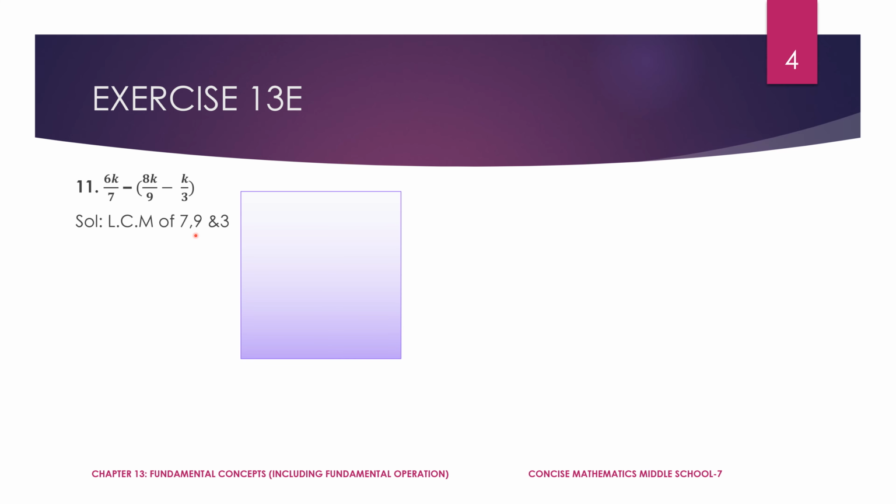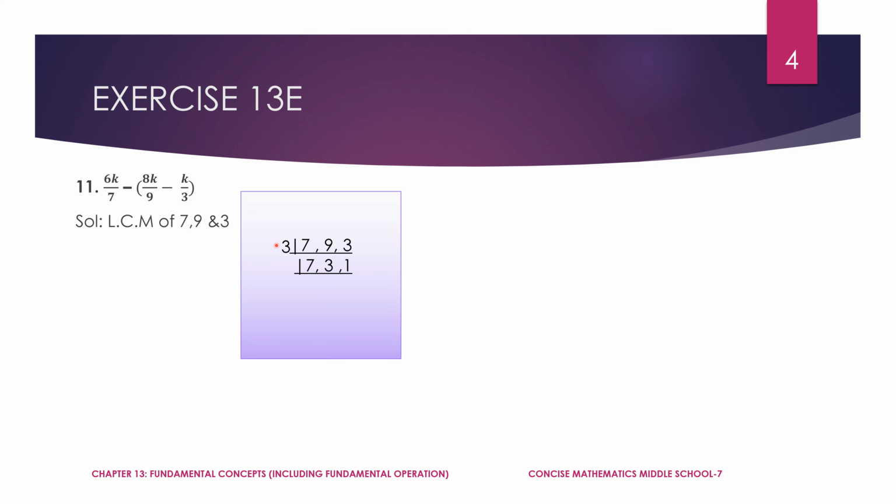We need to take the LCM of all the denominators, that is 7, 9 and 3. Even though it is in braces, you can take the LCM of all the denominators. So start with 2. It is not divisible by 2. Any number is not divisible by 2, so I am starting with 3.